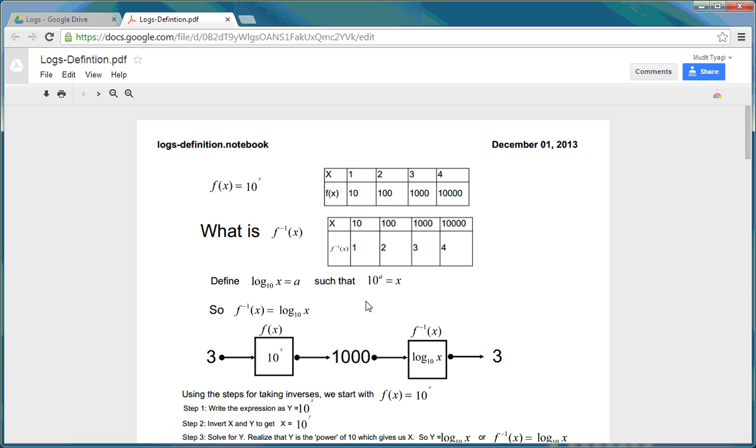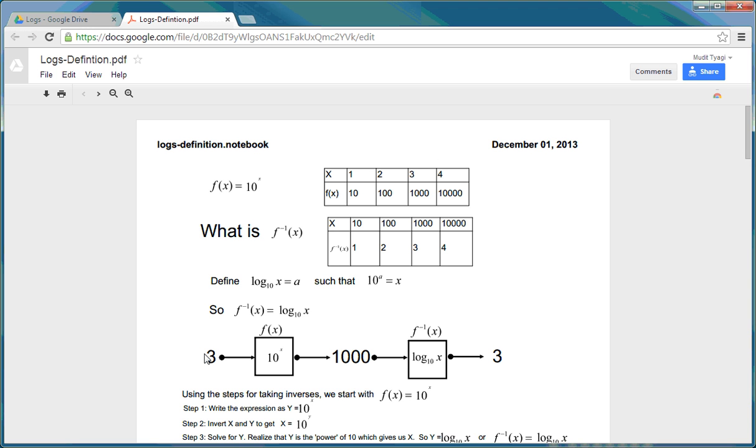So what we notice immediately is that f inverse of x for f of x equals 10 to the x can be written as log of x to the base 10. So to clarify this even further, let's represent our f of x and our f inverse of x as these logic machines. So f of x is 10 to the x, f inverse of x is log of x to the base 10.